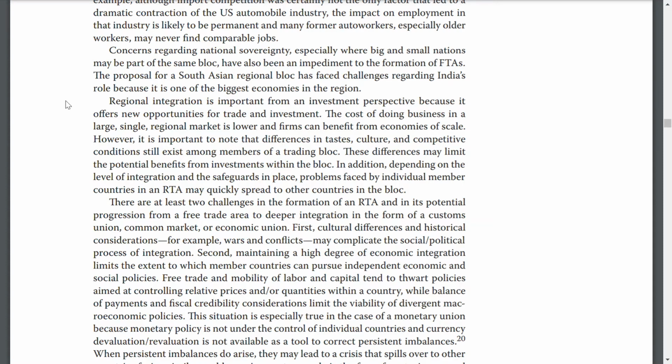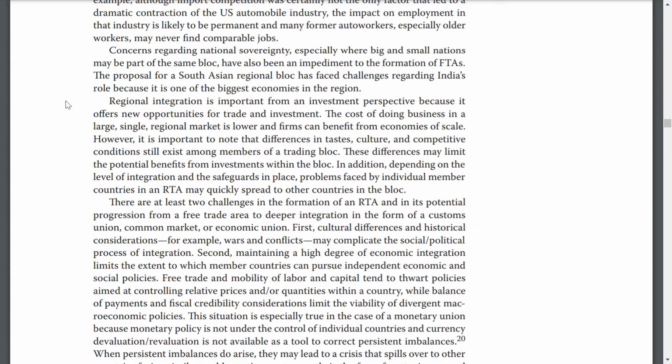Regional integration is important from an investment perspective because it offers new opportunities for trade and investment. The cost of doing business in a large single regional market is lower, and firms benefit from economies of scale. However, differences in taste, culture, and competitive conditions still exist among members of trading blocs. These differences may limit the potential benefit from investment within a bloc, and in addition, problems faced by individual member countries in the RTA may quickly spread to other countries in the bloc.